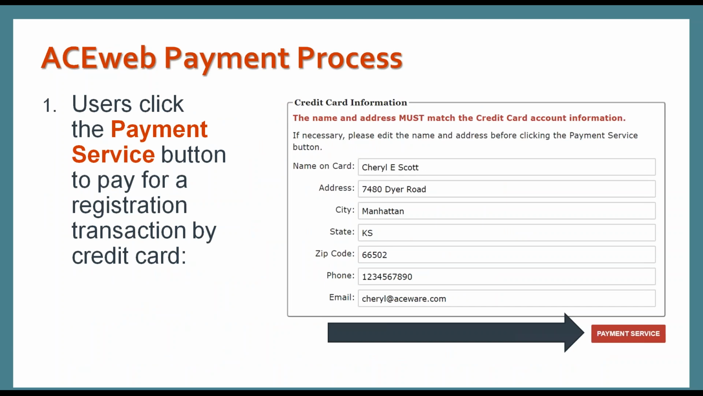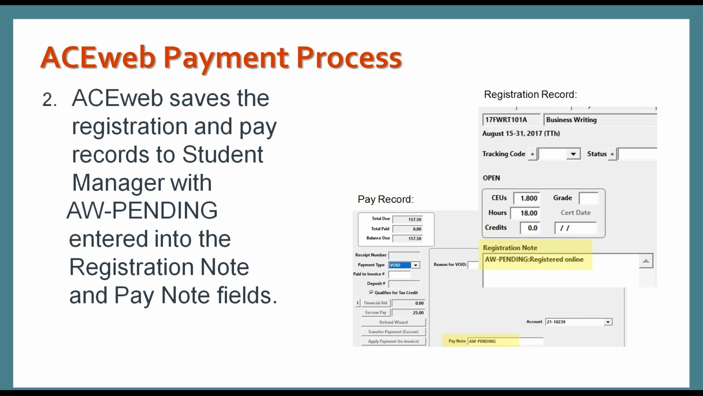So an overview of the ACEweb payment process. This is what happens when a person is making a credit card payment on ACEweb and you've got a redirect payment service. The first thing that they're going to do is leave the ACEweb site. So they're going to click that button to go to the actual payment service, to your payment gateway. What happens right at that point is ACEweb immediately saves the registration and the payment records in your database. And it's going to stamp AW pending into the registration note and the pay note fields.